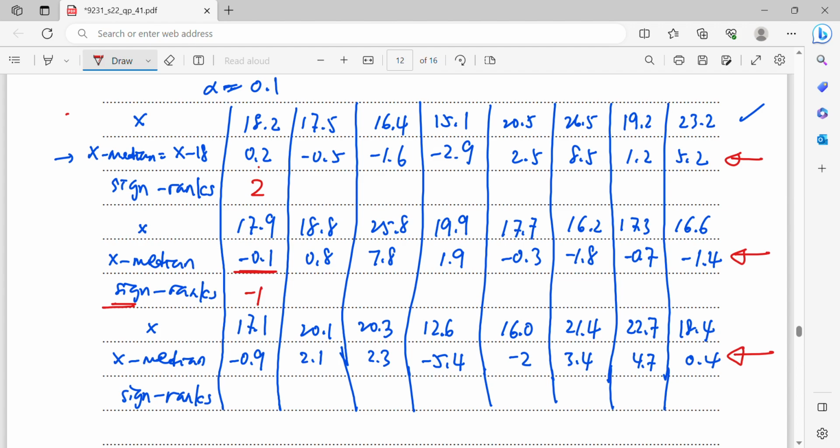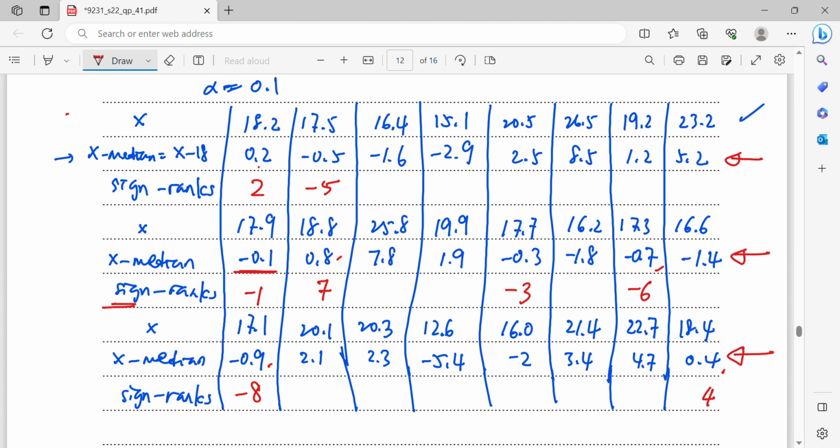Then the next value is negative 0.3. Then this is my negative 3. Then followed by 0.4. This is my rank number 4. Then negative 0.5. Side rank number negative 5. Then my number 6 is when the difference is negative 0.7. So this is my minus 6. The rank number 7 is 0.8. So this is positive 7. Then the next value is negative 0.9. The side rank is negative 8.